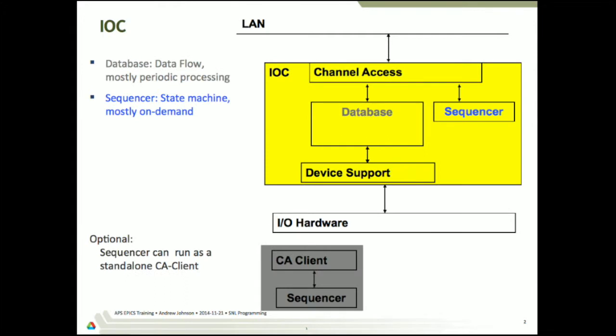So here's a diagram that you may remember from earlier on in the course. The database is good at doing data flow and periodic processing and so on. The sequencer can run in two places. It can run within the same IOC machine, and within the IOC itself, and it talks through channel access in the yellow box. Or we can also run the sequencer and our state notation language programs as a standalone channel access client outside of the context of the IOC. So this is where the sequencer fits within the architecture.